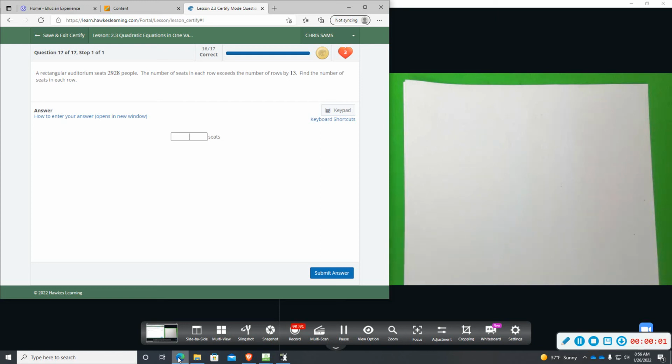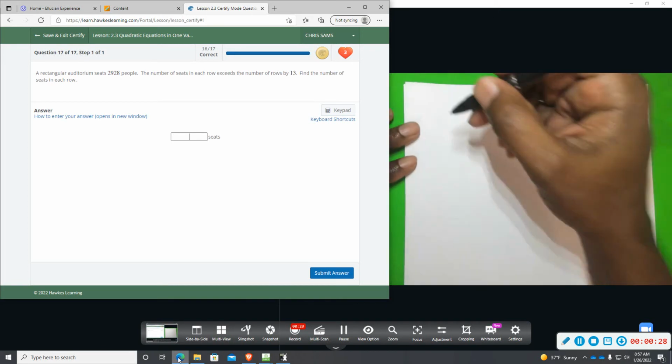Alright, number 17, this will finish up this section. We have a rectangular auditorium. It seats 2,928 people. We're told the number of seats in each row exceeds the number of rows by 13. Find the number of seats in each row.